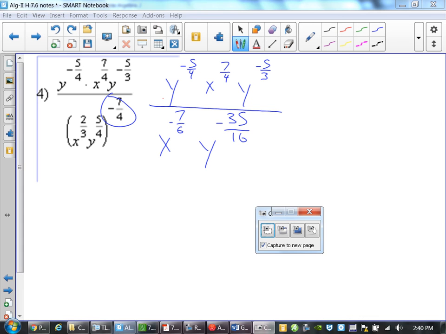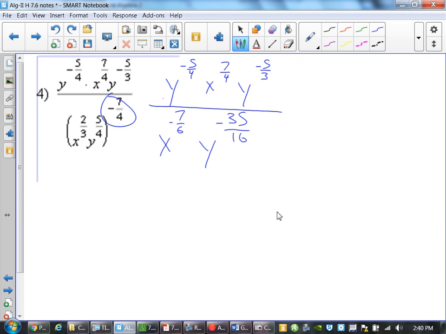Okay. So move stuff that needs to be moved. Two y's come down. It's a whole hodgepodge of junk. So we get x 7/4, x 7/6, y 35/16, y 5/4, y 5/3.